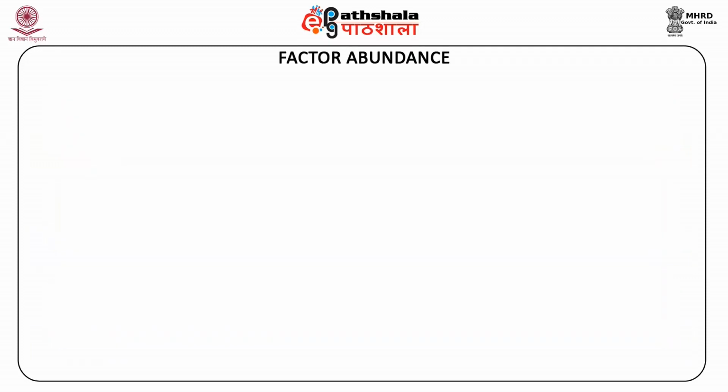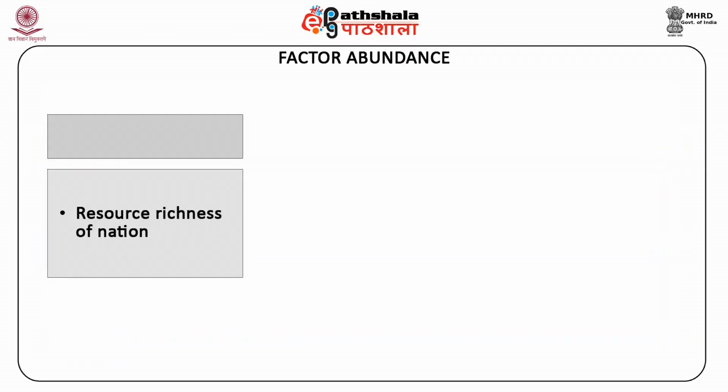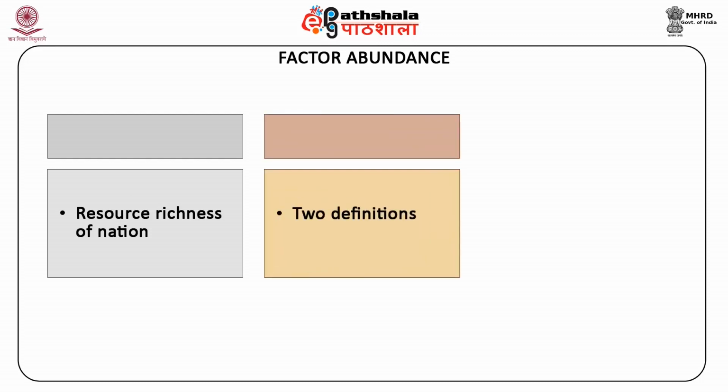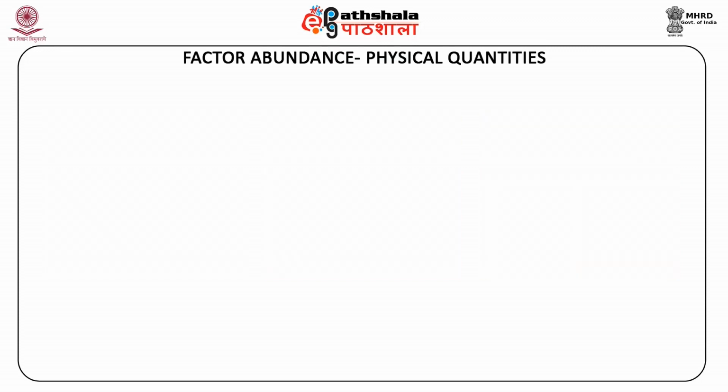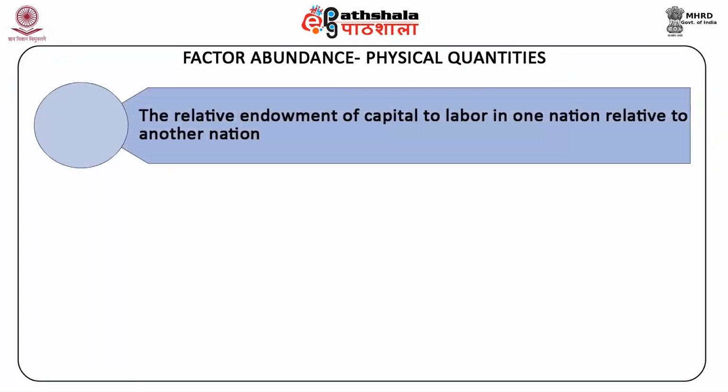Factor abundance is the resource richness of nations. There are two definitions of factor abundance, one in terms of physical quantities and the other in terms of factor prices. According to the definition in terms of physical units, the factor abundance of one nation is defined by the relative endowment of capital to labor in one nation relative to another nation.